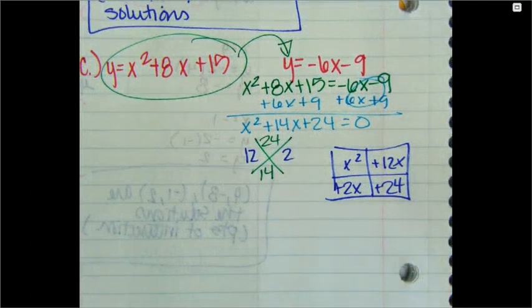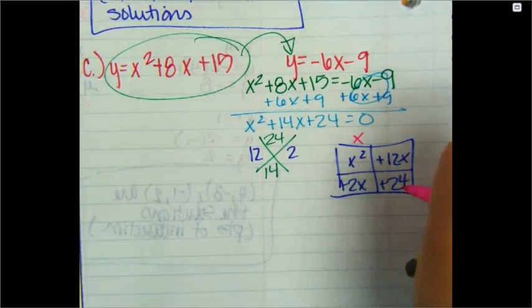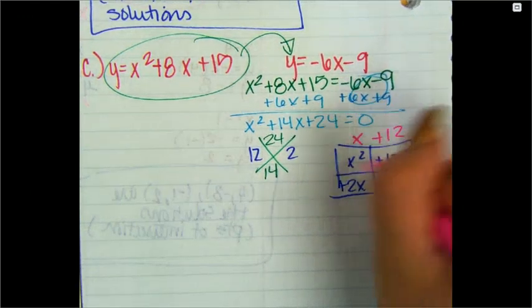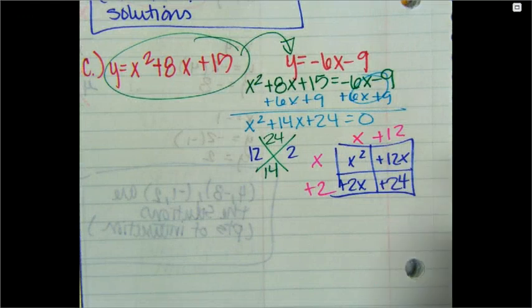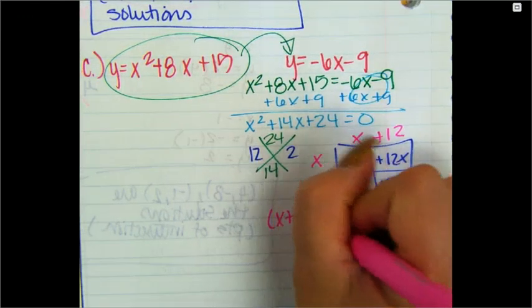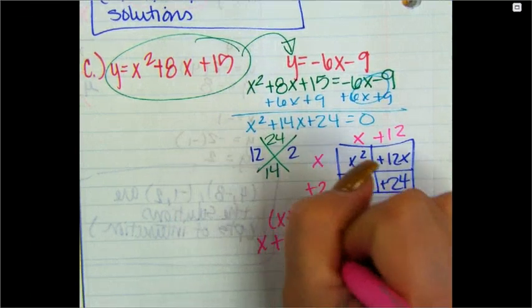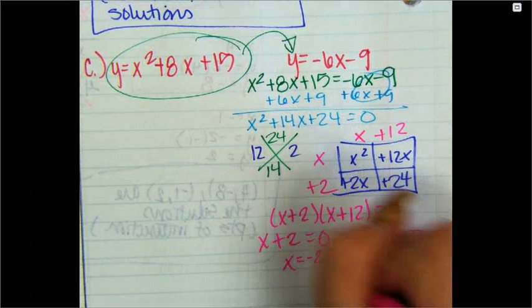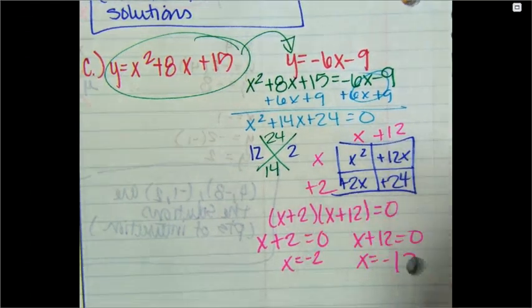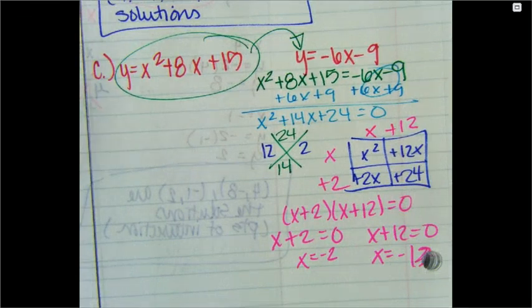Good? X squared and 2x have an x in common. 12x and 24 have a positive 12. This has an x and this has a 2. Yes? All right, we get x plus 2 and x plus 12 is equal to 0. So x plus 2 is equal to 0 and x plus 12 equals 0. X is equal to negative 2 and x is equal to negative 12. Who has it right so far?